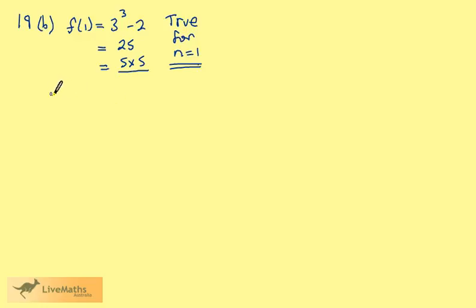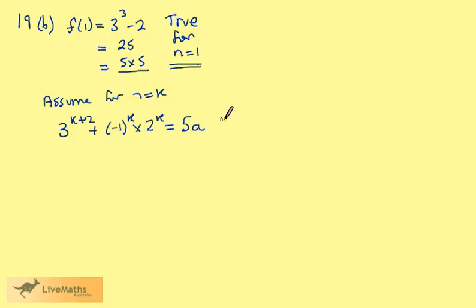Now for the inductive step. We're going to assume for n equals k. So that will be 3 to the k plus 2 plus negative 1 to the k times 2 to the k is equal to 5a for some integer a.